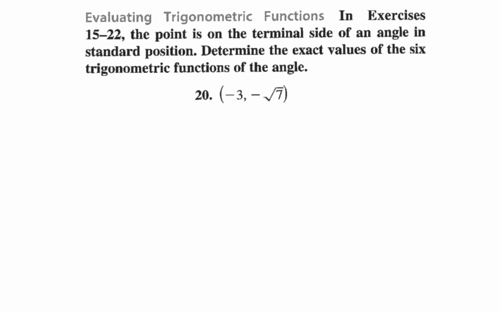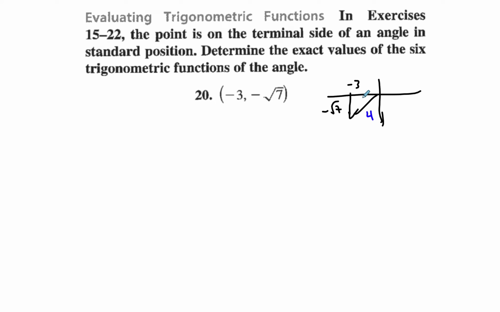Okay, so the point is on the terminal side of the angle in standard position. This is the same thing. So what they're telling you is that you've got something that's going to be down here in quadrant 3, and specifically, the x value is -3. The y value is -√7. So then use the Pythagorean theorem, which is 9 plus 7, so 9 plus 7 is 16, and the square root of 16 is 4.